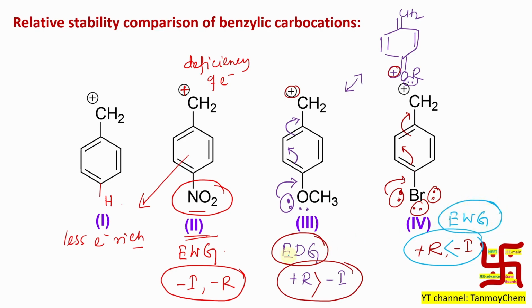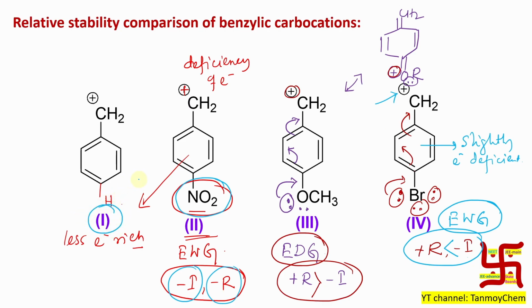Okay, if I ask who is maximum electron withdrawing between bromine and NO2, obviously NO2 is more electron withdrawing, because both of its effects are withdrawing in nature, minus I as well as minus R. But in case of bromine, minus I and plus R work in opposite directions, but minus I is more dominant. So this ring, you can say, is slightly electron deficient. If it is slightly electron deficient, you can expect the stability of this positive charge is slightly less compared to the unsubstituted one.